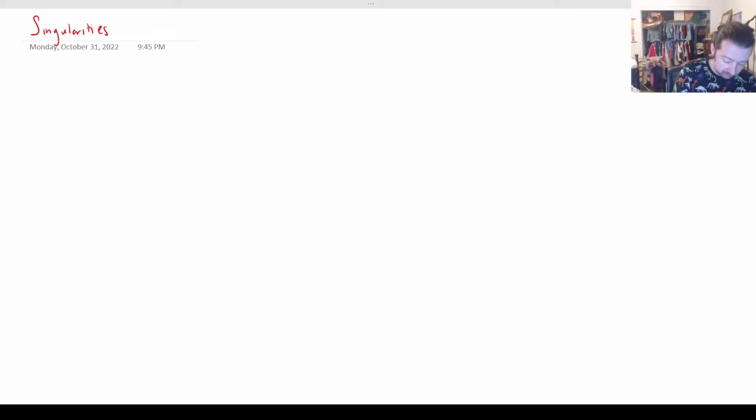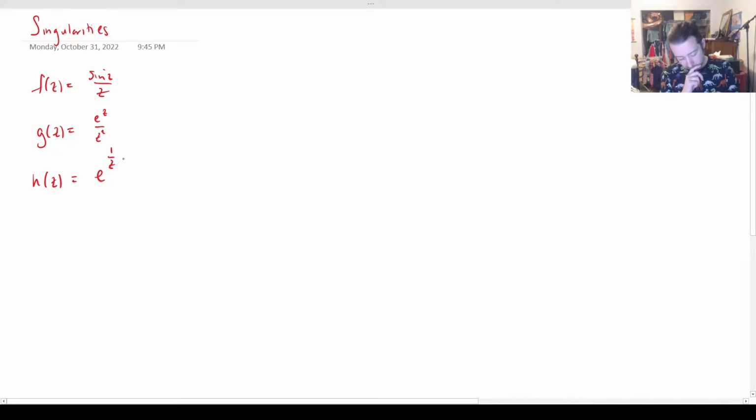So if we think about the functions f of z is equal to sine z over z, and g of z is equal to e to the z over z squared, and h of z is equal to e to the 1 over z, then each of these functions has what's called an isolated singularity. So all of these have an isolated singularity at z is equal to 0.